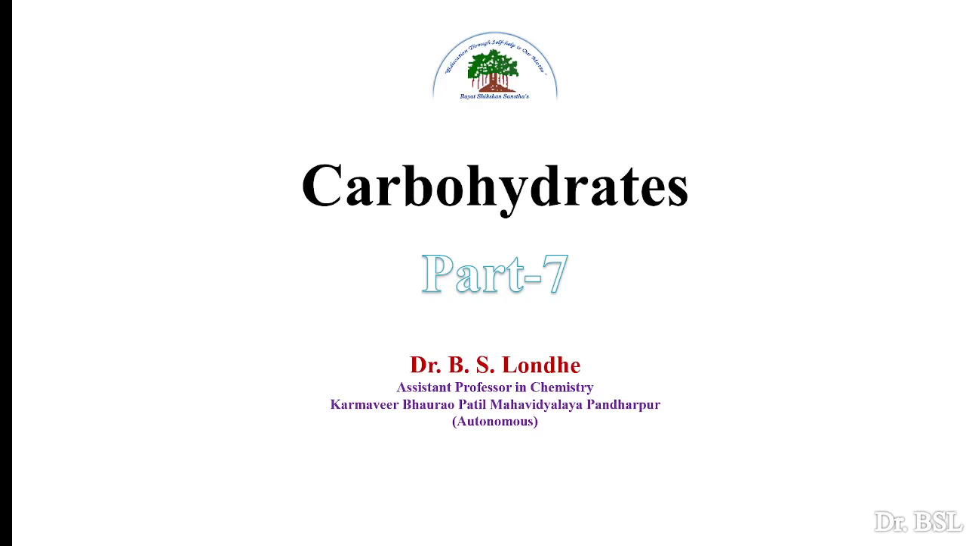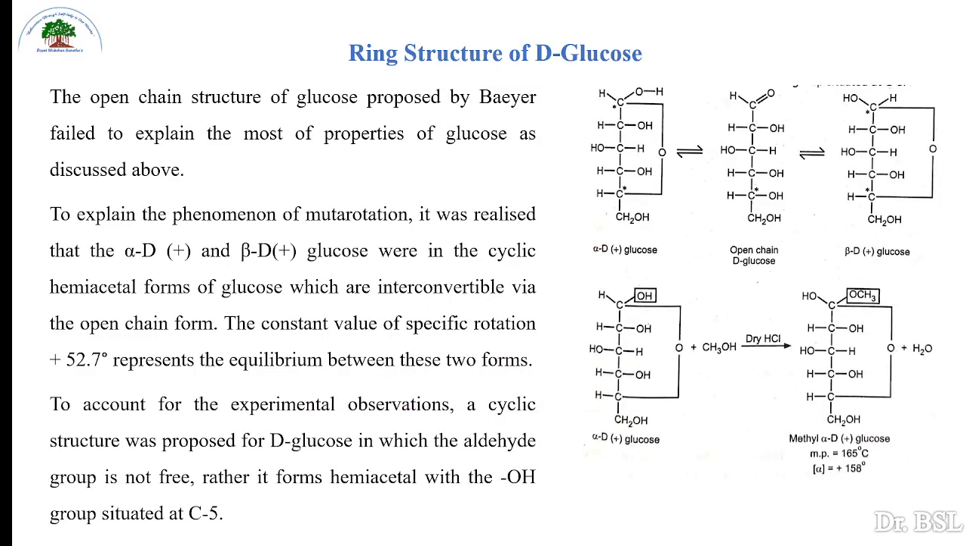This is part 7 of carbohydrates, and in this part we will see the ring structure of D-glucose. The open chain structure of glucose proposed by Baeyer failed to explain most properties of glucose, as we have seen in previous lectures.